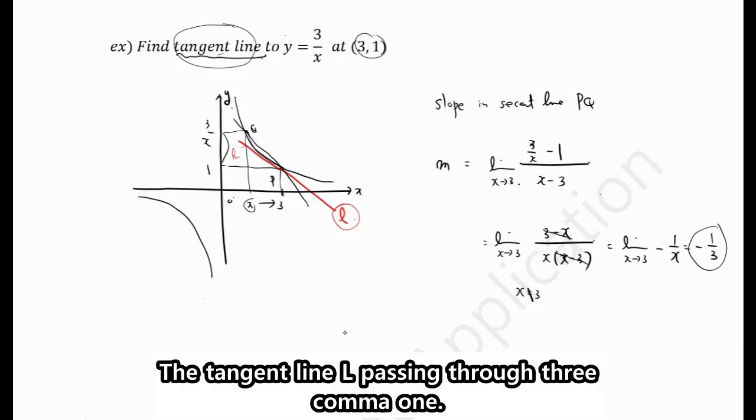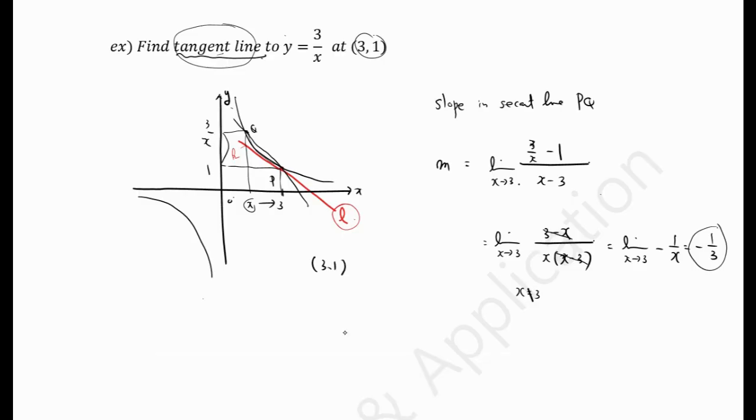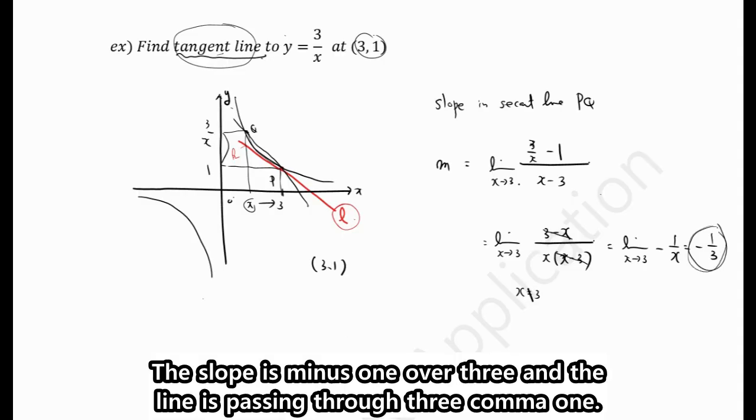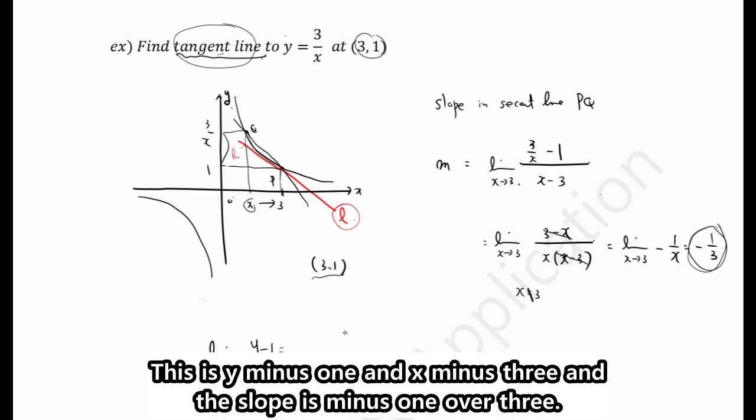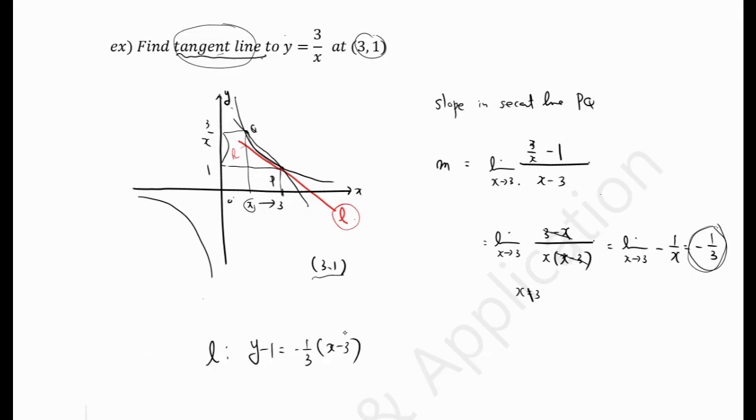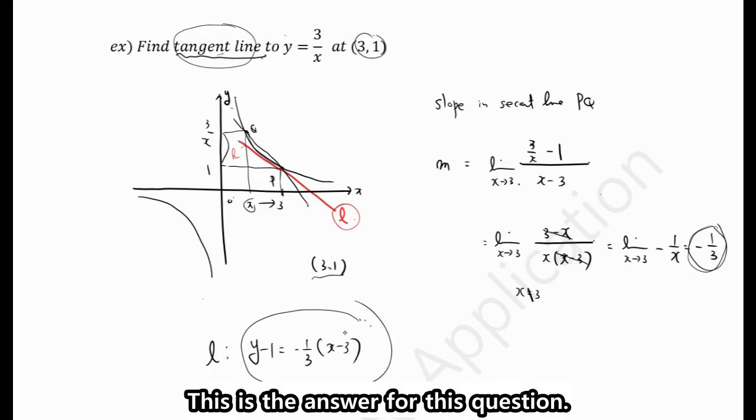The tangent line L passes through (3, 1) and the slope is minus 1 over 3. So the line equation is y minus 1 equals minus 1 over 3 times (x minus 3). This is the tangent line, and this is the answer for this question.